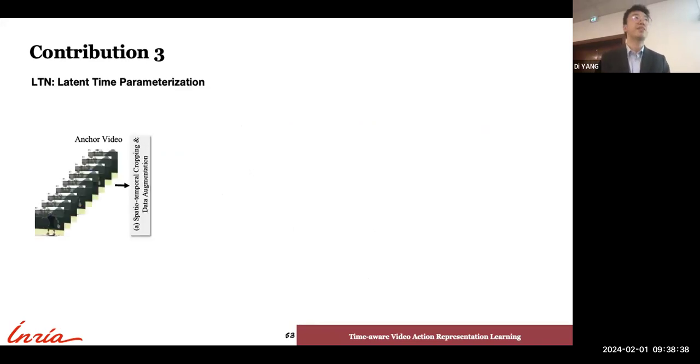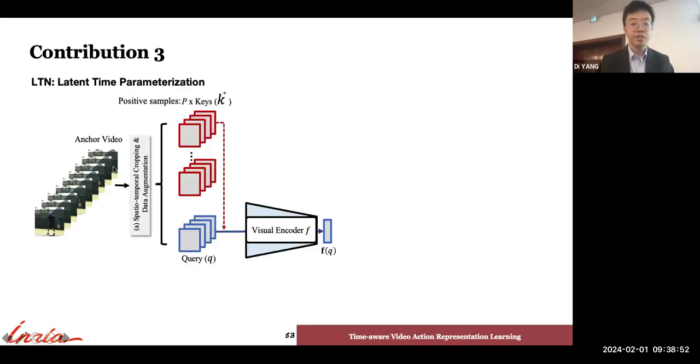So the main idea is we go based on the general contrastive learning pipeline. We have a video, we have an anchor video, and then we randomly spatial-temporal crop the video into different spatial-temporal segments as the positive keys. The first video clip is the query Q, and the multiple positive views are the keys.